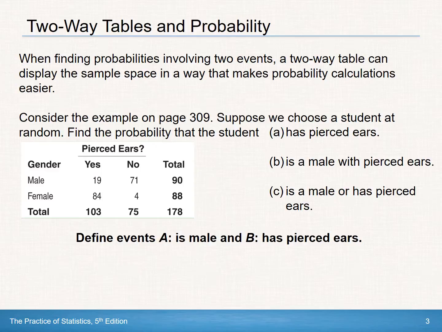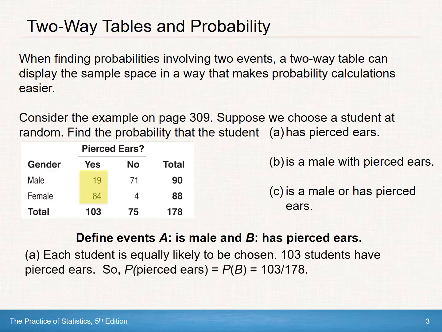Suppose we choose a student at random from the class. Find the probability that the student, A, has pierced ears, B, is a male with pierced ears, and C, is a male or has pierced ears. We're going to define event A to be being a male and event B to be having pierced ears.